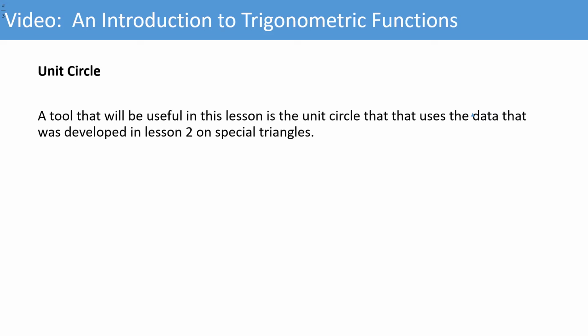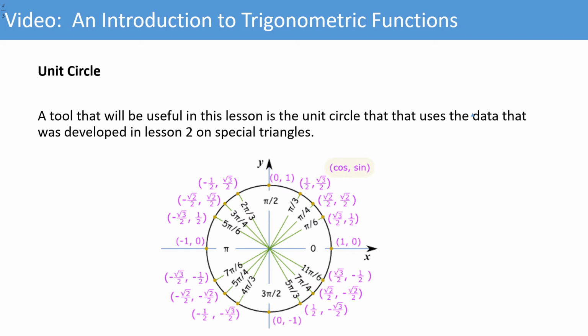A tool that will be useful in this lesson is the unit circle that we looked at, and it uses the data that was developed in lesson 2 on special triangles. If you take a circle, divide it up into angles, put in the radian measures, and put the corresponding cos and sine values, we get what's called the unit circle. And this is the unit circle that you will make use of, which is found in mathisfun.com as we work through this particular video.